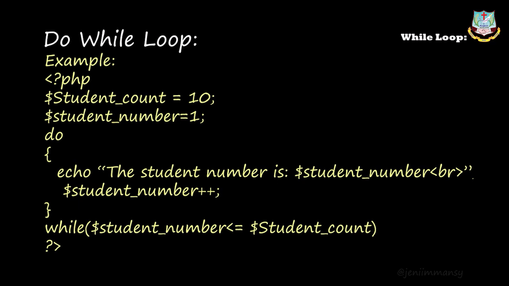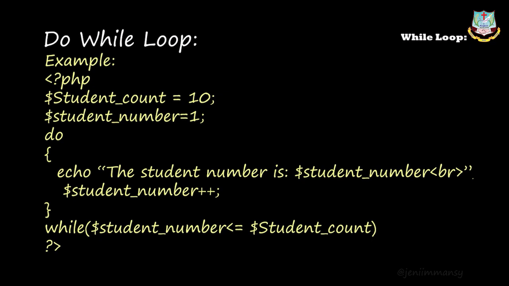The student number is displayed, and then it will increment by 1 and check whether the condition is satisfied. If the condition is satisfied, again it will display the student number, again it will increase, and then it will check whether the condition is accepted, right? This is the difference between while loop and do while loop.